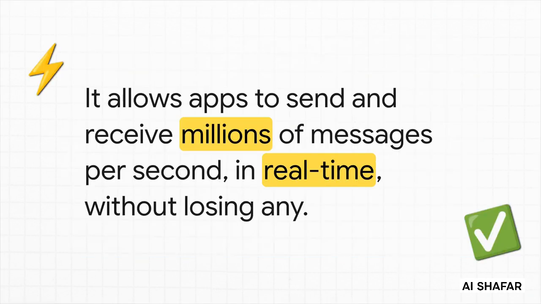Yeah, just like a real post office, it's all about letting different applications send and receive messages. But here's the huge difference. This post office operates at the speed of light. It can handle millions of pieces of mail every second, it delivers them instantly, and, this is the real kicker, it never, ever loses a single letter.